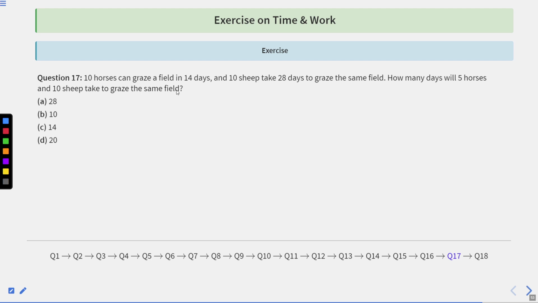Question number 17. 10 horses graze a field in 14 days and 10 sheep take 28 days to graze the same field. How many days will 5 horses and 10 sheep take to graze the same field?